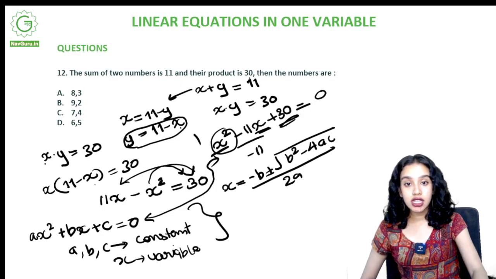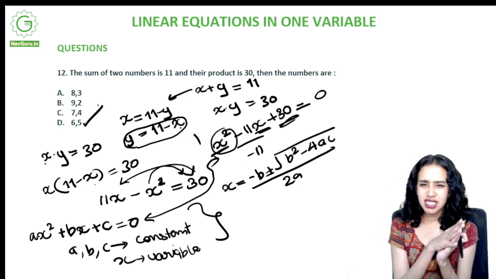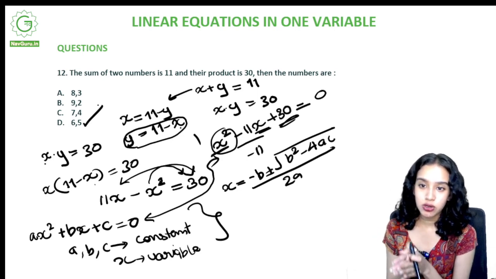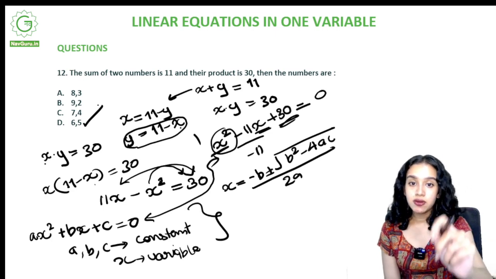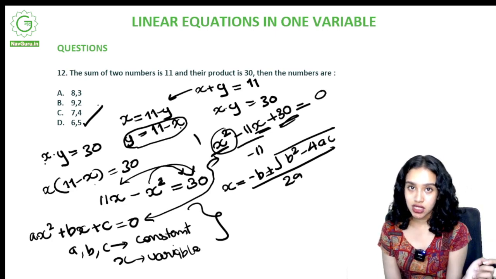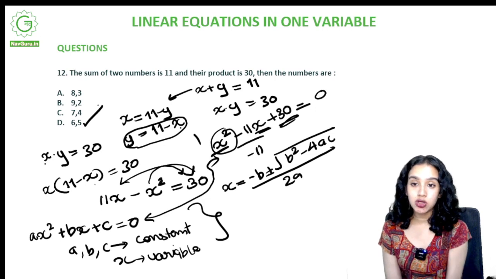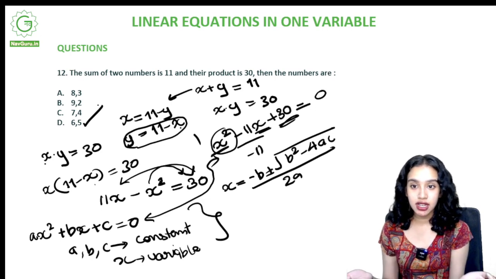So what are the answers for this question? It's 6 and 5. But there is a relatively easier way to find the solution of the problem here. Here we know that the product of these numbers is 30. So let's see, what is 8 into 3? 8 3s are 24. It's not the answer, right?